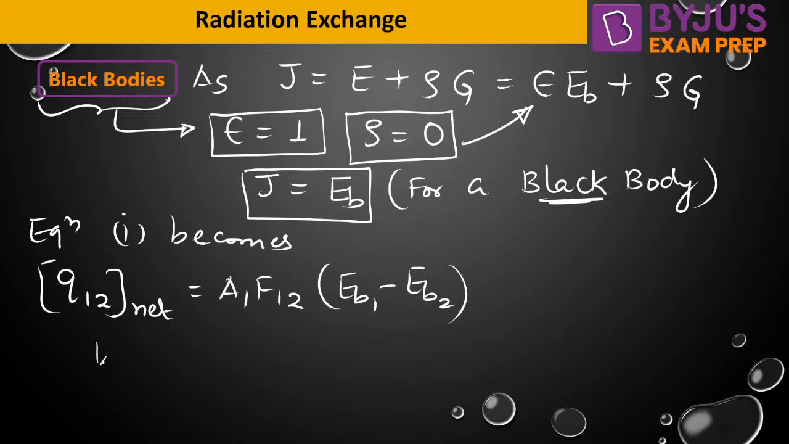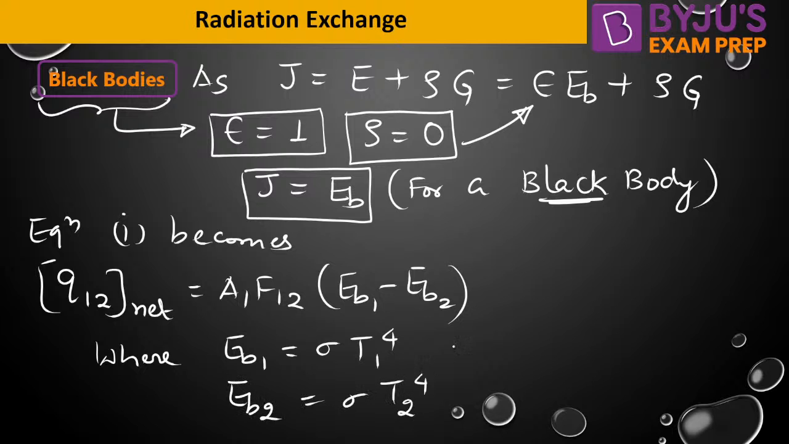And where, what is EB1? From the Steffen-Boltzmann law, EB1, hi inspired, why you are so late? EB1 is equal to sigma into T1 to the power 4 and EB2 will be equal to sigma into T to the power 4. The unit is watt per meter square. That is Steffen-Boltzmann law.